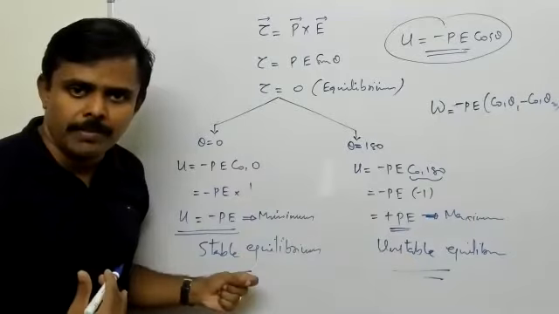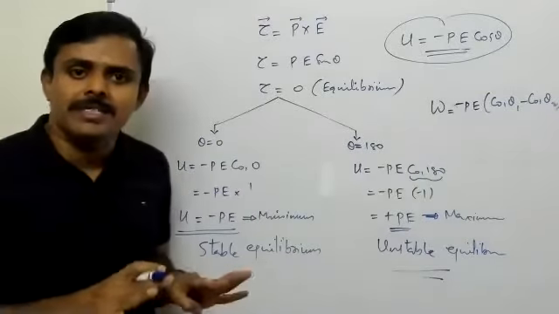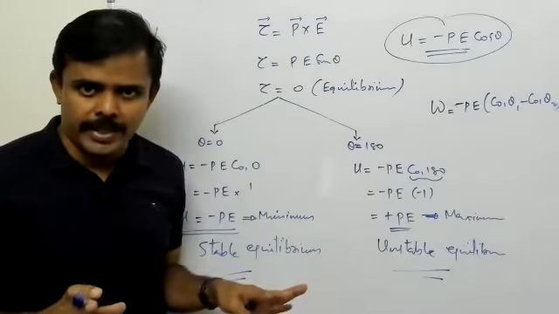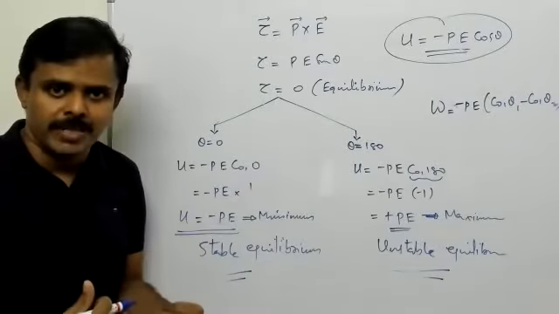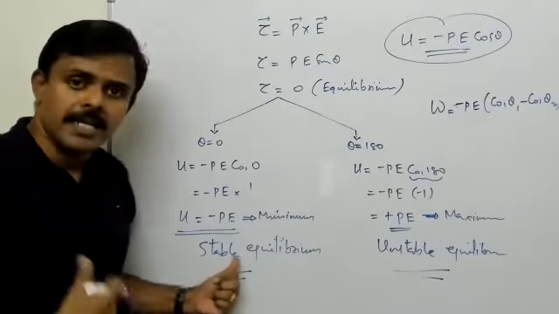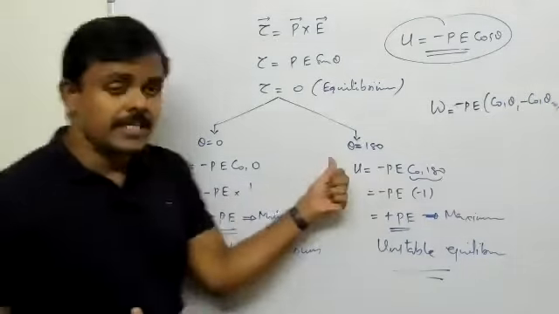Potential energy is minimum means it has maximum stability, right? Stability is maximum when energy is minimum. So this is called stable equilibrium. And theta equal to 180.